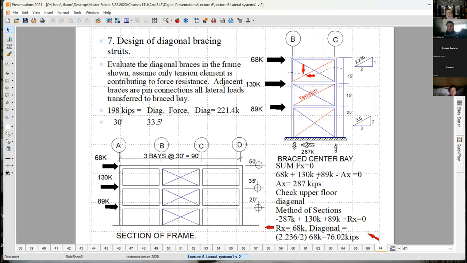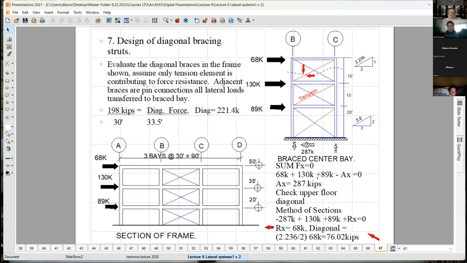All right, let's suppose we're going to look at a quick diagonal force check condition for stiffness and stability. Here we've got a three-story building. It's 20 feet, 35 feet, 50 feet. There are three bays, 30 feet each, from A to B and B to C and C to D. Let's say you've done your wind load calculation or your earthquake load calculation. You've got 68 kips, 130 kips, and 89 kips.